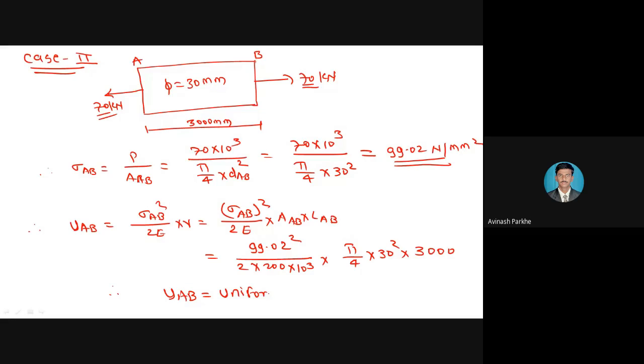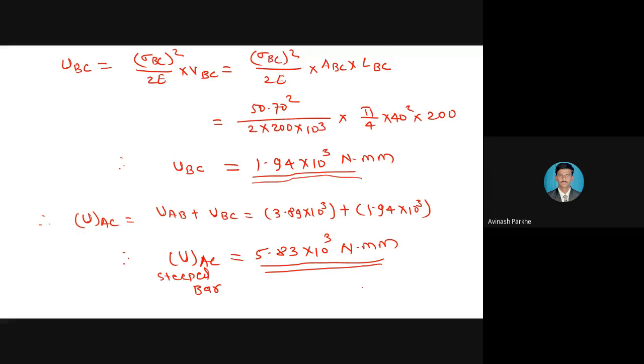Uniform bar. Uniform means plain bar. What will be the answer? 51.98 into 10 raised to 3 Newton mm. Please check your answers. 51.98 into 10 raised to 3. This is the strain energy stored in the uniform bar, and what we previously calculated, 5.83 into 10 raised to 3, is the strain energy stored in the stepped bar.